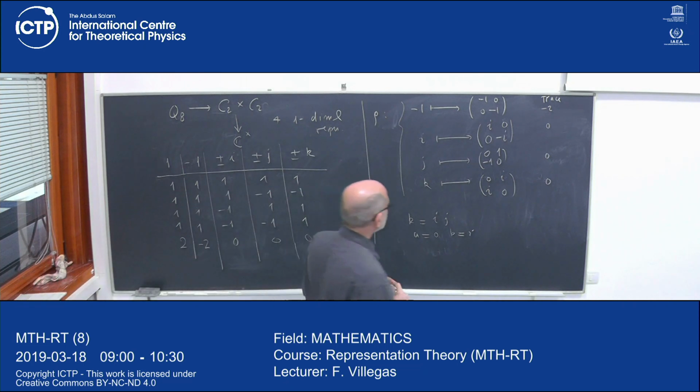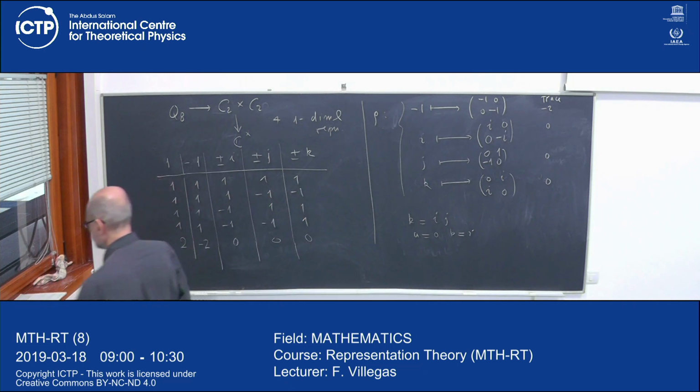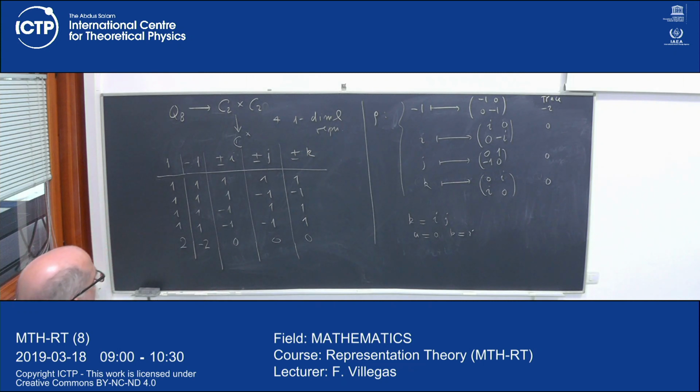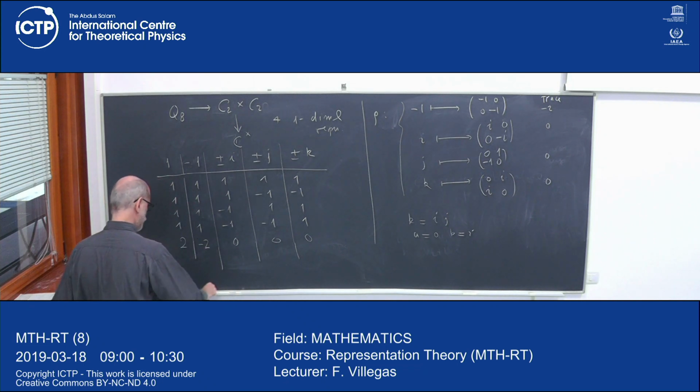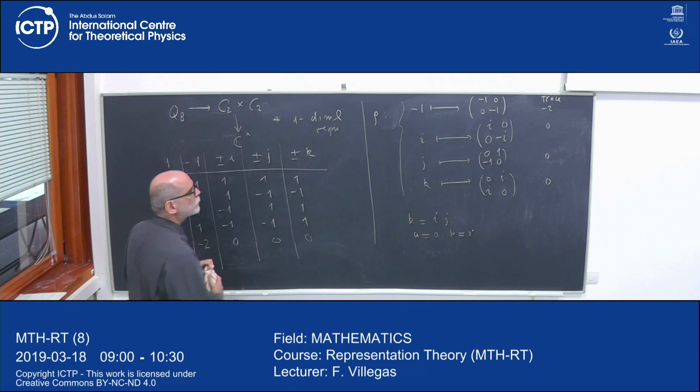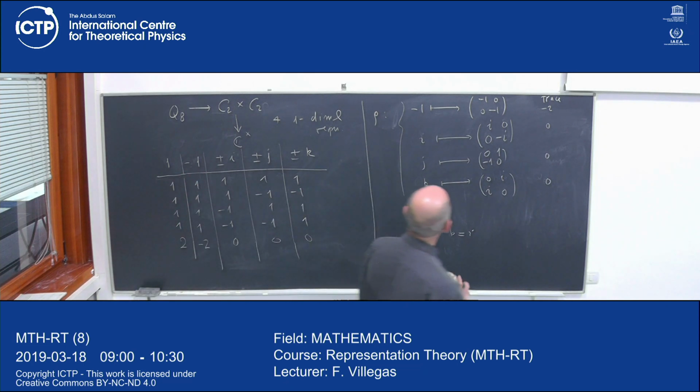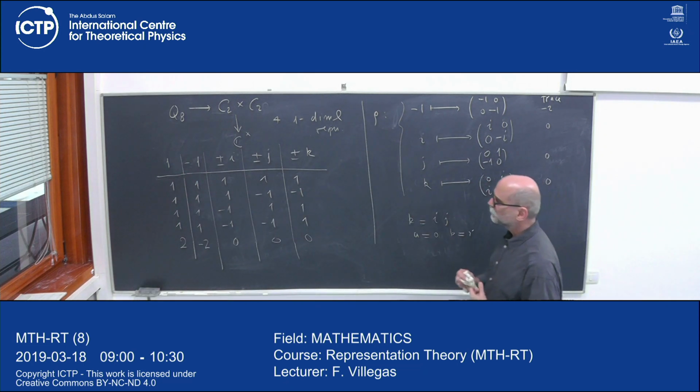Okay, so what we're trying to do is determine when, if we have a representation, it will be possible to realize it over the reals, and when will it not? So this is an example where it's not, and how could we have told that that was the case from the beginning?